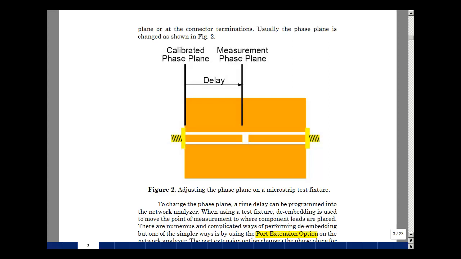Now to change the phase plane, the time delay can be programmed into the network analyzer. There's a lot of ways to do this, but there's a thing called the port extensions option. The port extension option allows us to effectively move the measurement from the connector here to this position. It's pretty much like using a slotted line. Effectively what we're doing is just programming a delay, as shown in the ebook lecture notes.